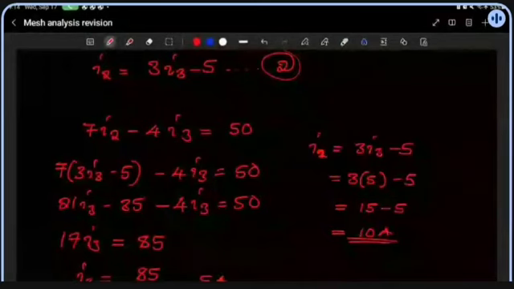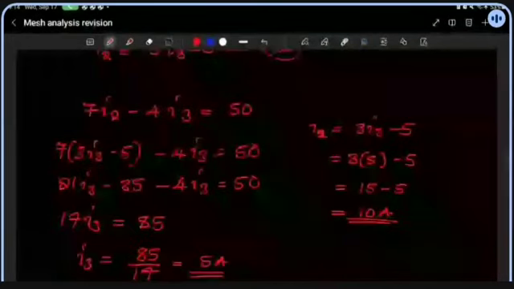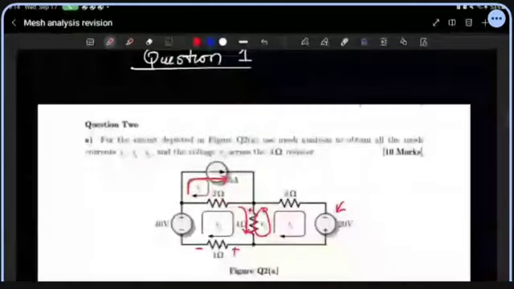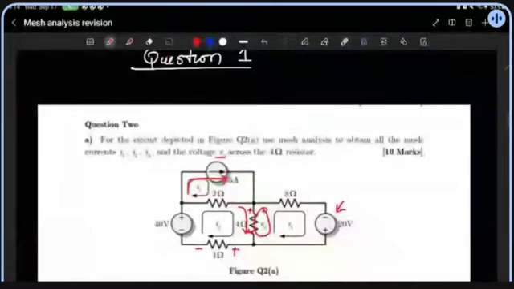So the question wanted us to find I1, I2, and I3. We have found the 3. The last thing that the question wanted us to find is V0, the voltage across the 4 ohm resistor.